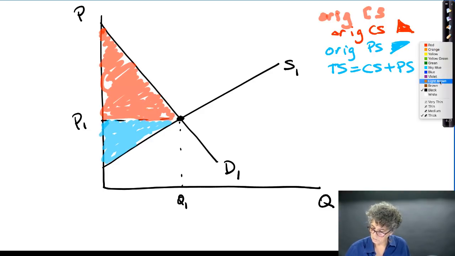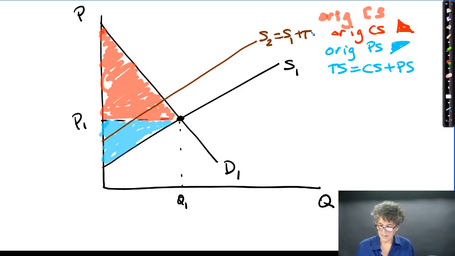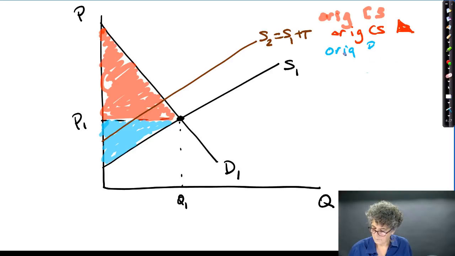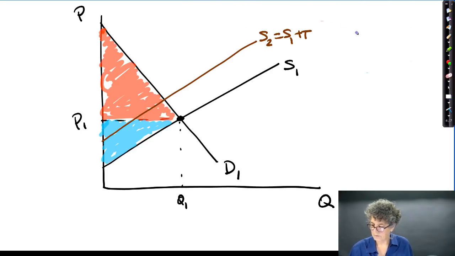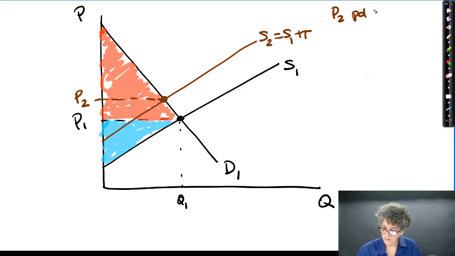So I'm going to add a tax here. I've got supply curve S2 equal to S1 plus the tax. I'm going to need a little space, so let me erase some of this stuff here. Okay, what happens? The price is going to rise to price P2. So there's price P2. Remember that P2 is the price that's paid by the buyer.